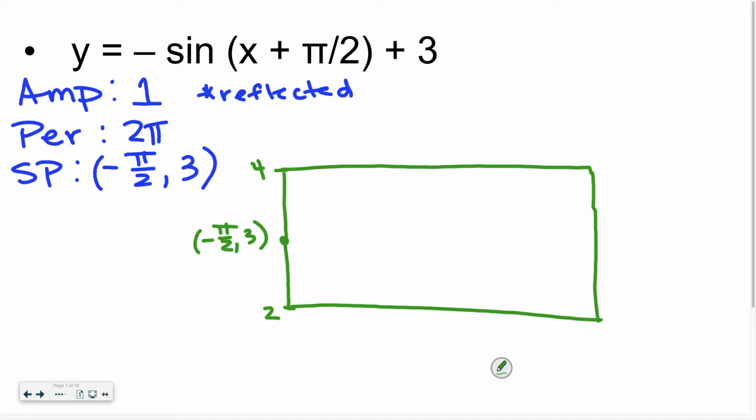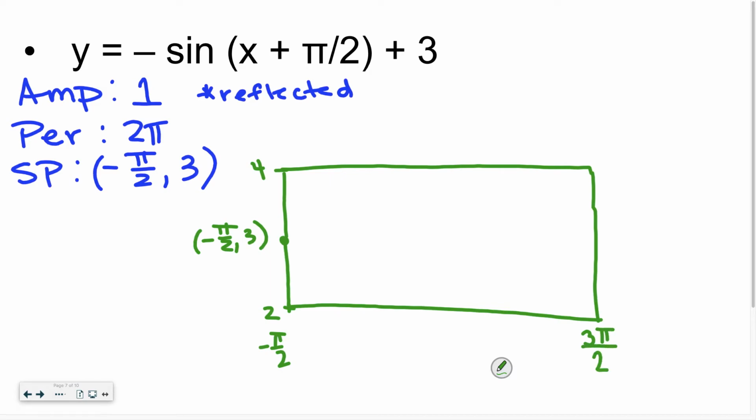So I am first going to show you method number 1. This is an x value of negative pi over 2. The period is 2 pi. So if we begin at negative pi over 2 and we go to the right 2 pi, where are we stopping? Basically, you're taking negative pi over 2 and you're adding 2 pi. So 3 pi over 2.